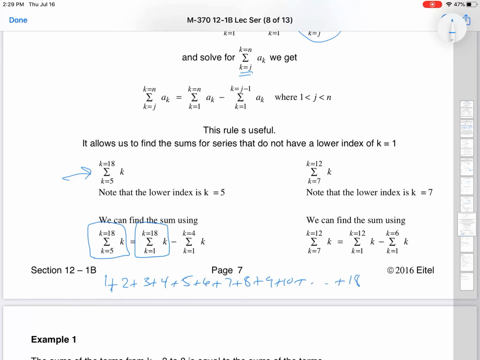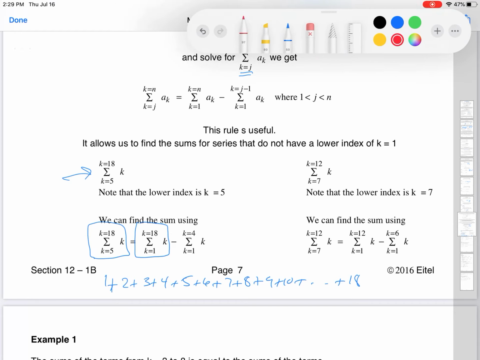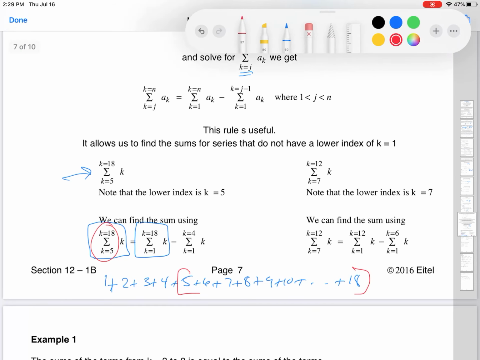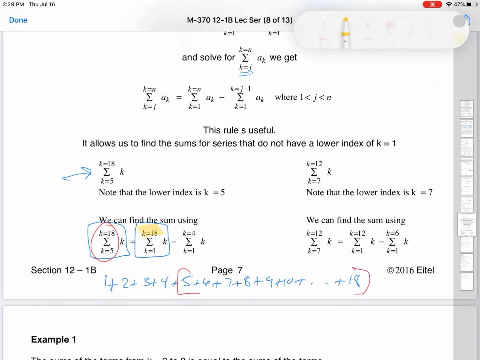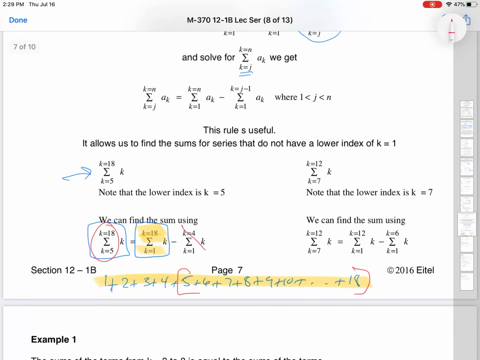And let's remember what we want. Let me put in red what we want. We want the sum from just 5 to 18. So we want this sum. What are we going to do? We're going to go get the big sum and realize that it's way too much. What are we going to take out? We're going to take out this part right here, the first 4 terms.